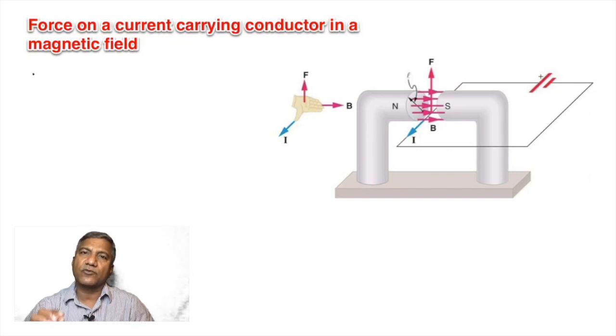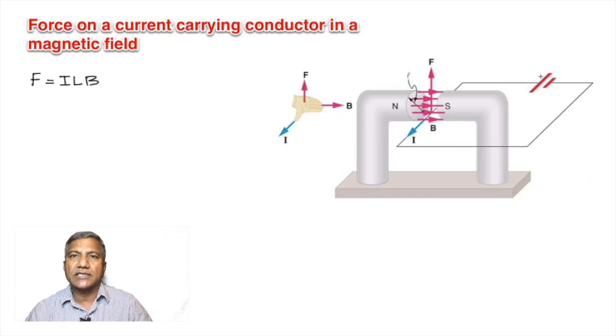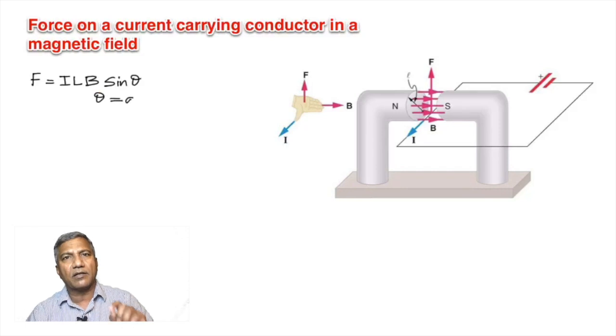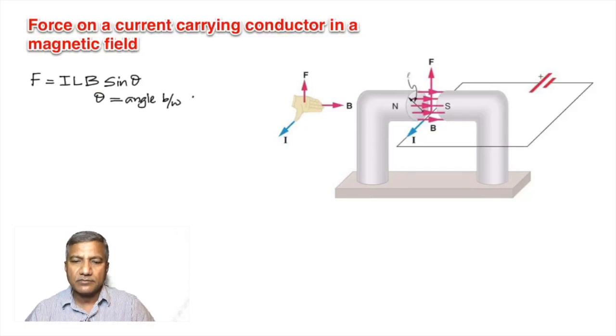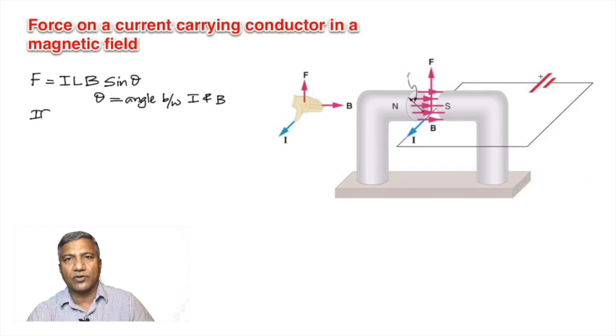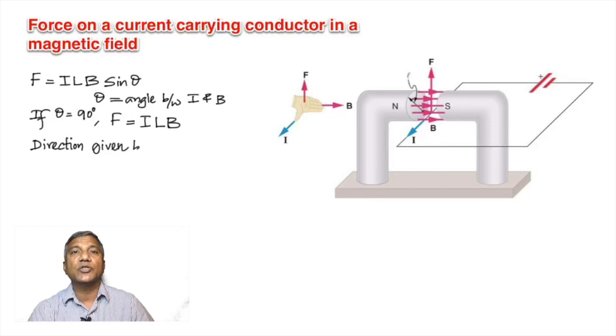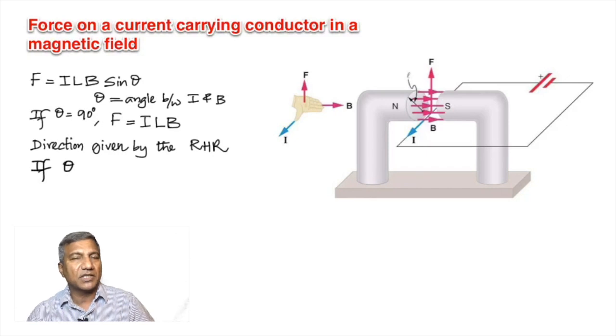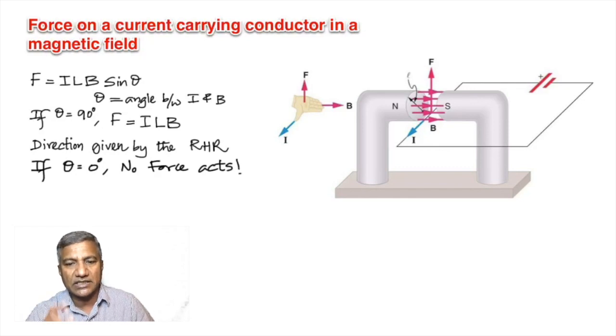And the formula for the magnitude of this force is F = ILB sin θ. I is the current that flows in amperes. L is the length of the conductor in meters. B is the strength of the magnetic field. We know that the unit of strength of the magnetic field is Newton per ampere per meter, but let me tell you that it's also called Tesla. So the unit of I is ampere, the unit of B is Tesla, and the unit of length is meter.